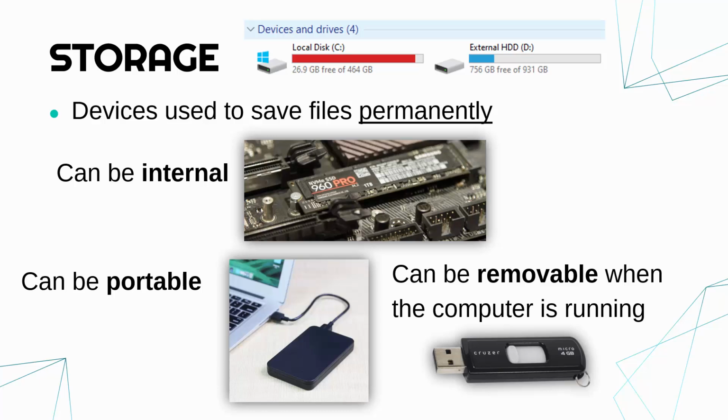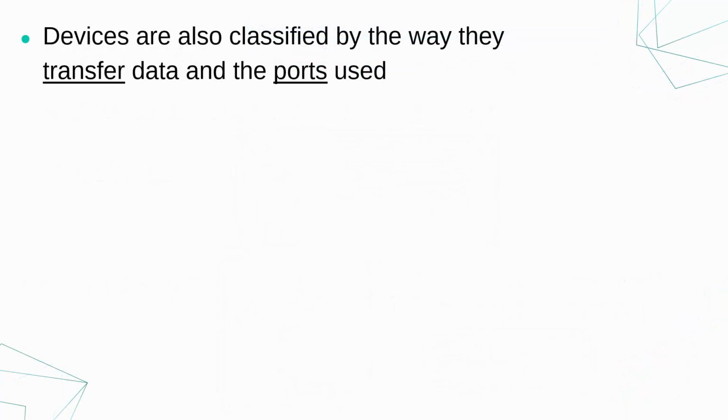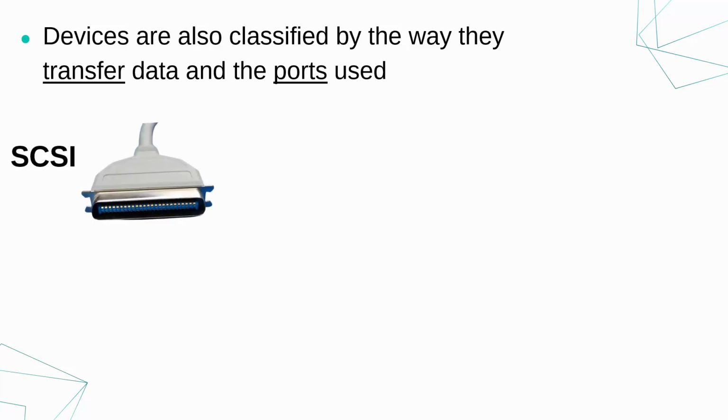Another way to categorize storage devices is how they transfer data, and in particular the ports being used. So a port is your connector, and there are three I want to cover here. So the first one is SCSI, often pronounced as "scuzzy". SCSI stands for Small Computer System Interface. That tells you next to nothing, not a very useful acronym to be honest. There's not a lot to say about SCSI.